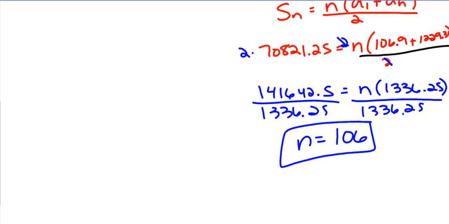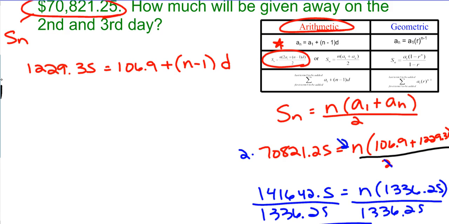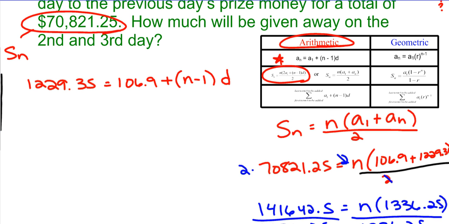So now I'm going to come back up here, because I need to find out how much to add every day to the contest. So this is now 106. Now I have all of my variables in here that I would need, except for the D, which is what I'm looking for. So I'm going to minus 106.9 from both sides.